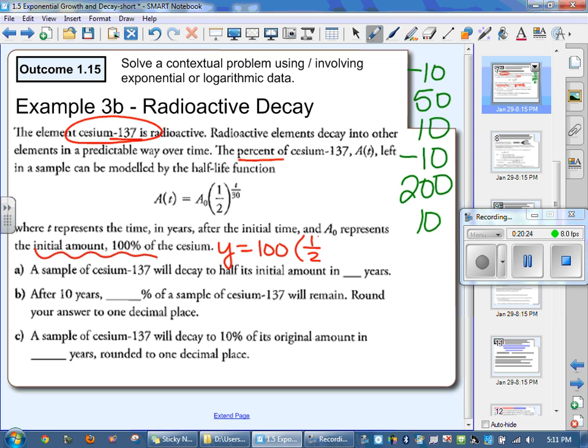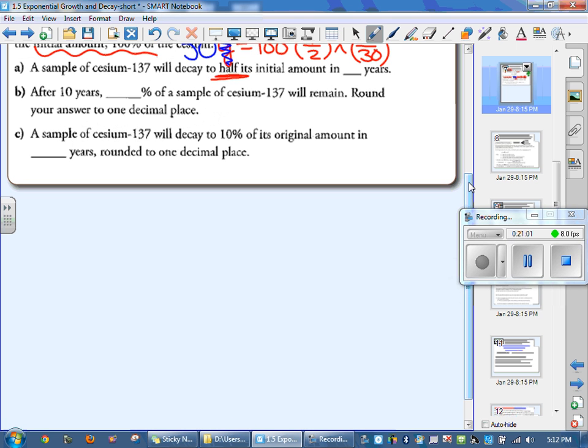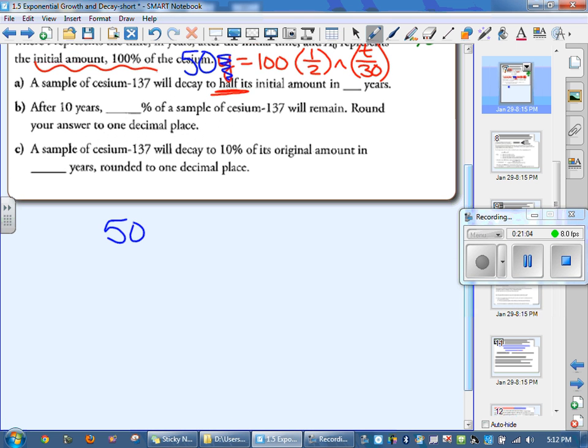Question A is saying the sample will decay to half of its original amount in how many years? Okay, well, if we want to go to half of our amount, what is half of 100%? It's 50%. So that means on the left-hand side of the equation, I'm going to have 50% instead of my y. So again, I'm going to solve the equation either algebraically, or I can solve it in my calculator using the window that I showed you. Let's do it algebraically. So I'm going to have 50 equals 100 times one half to the exponent t over 30.